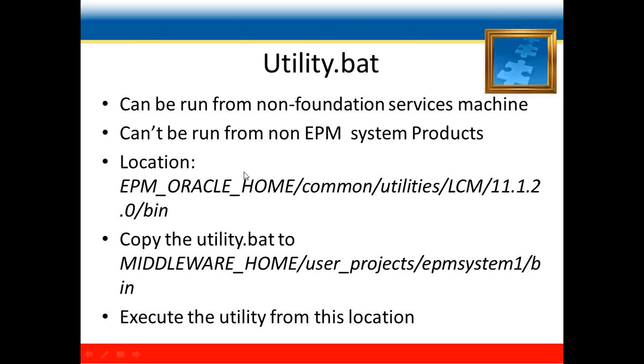Then you can locate this file under EPM Oracle Home. If you have a non-foundation services machine, then you will have to navigate to EPM Oracle Home, Common, Utilities, LCM. Under the bin directory you will find this utility.bat tool. Then you will have to copy this utility to the path shown here, which is again the EPM Oracle instance bin directory. And if you don't have this path on your machine, then you will have to create one, and execute this utility from this location.